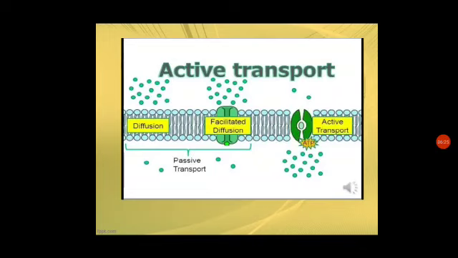In this diagram, three processes are shown: active transport, facilitated diffusion, and diffusion. Diffusion and facilitated diffusion are both passive transports, as they do not require energy, and in active transport ATP is required.